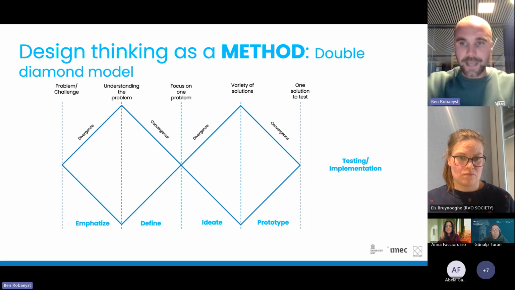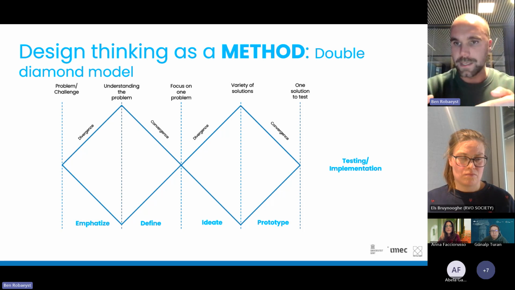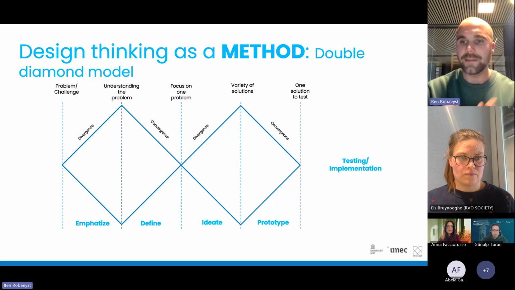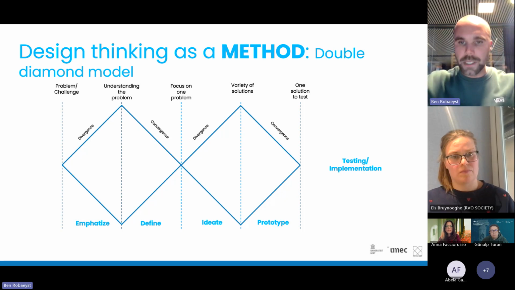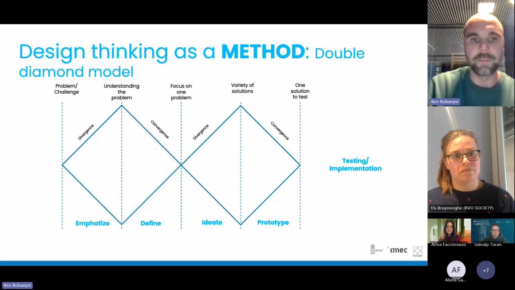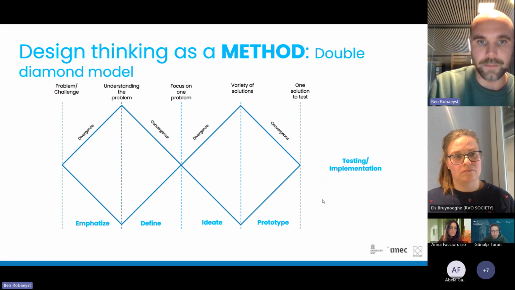And then you actually define it. You go back, so the diamond closes again. And then you have one problem. And after that, you ideate again. So you go to a lot of solutions. And from all these solutions, you actually converge to, again, a prototype, to something that is tangible, that you can test and implement in reality if it's already mature enough.